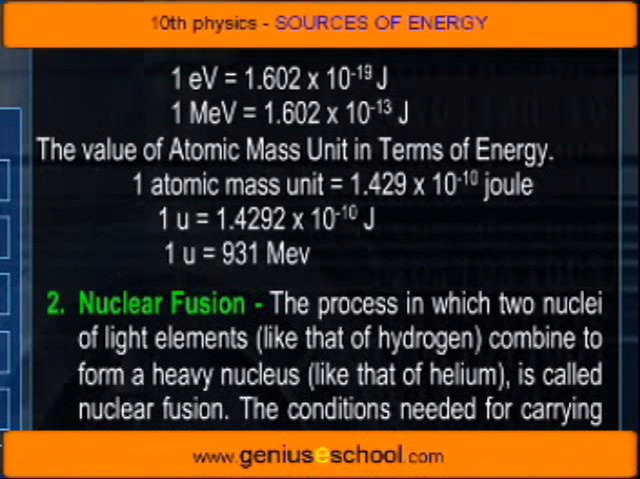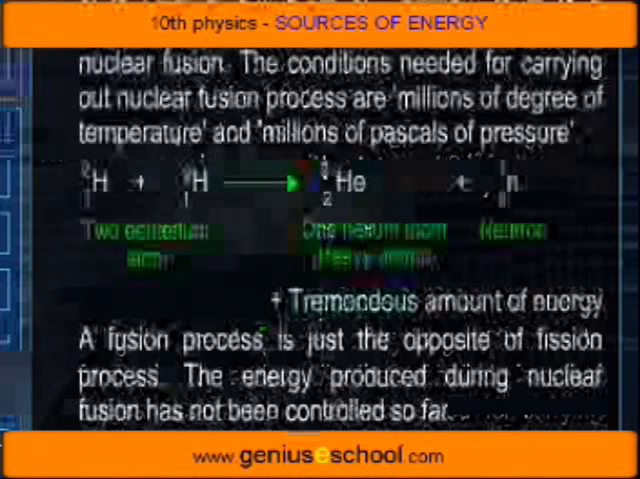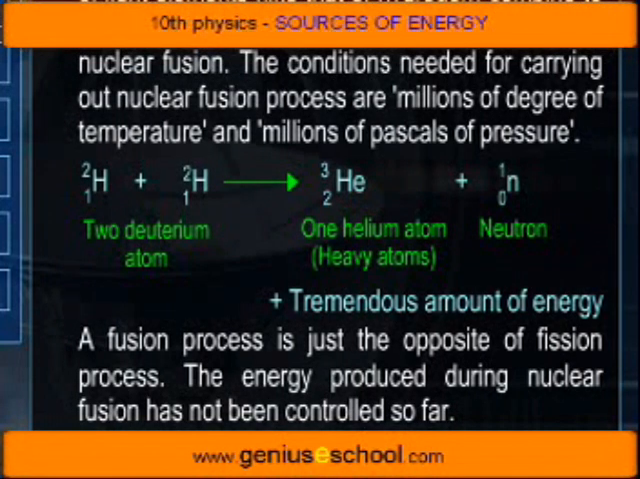Nuclear fusion. The process in which two nuclei of light elements like that of hydrogen combine to form a heavy nucleus like that of helium is called nuclear fusion. The conditions needed for carrying out the nuclear fusion process are millions of degrees of temperature and millions of pascals of pressure. Two deuterium atoms react with each other and give rise to one helium atom, that is a heavy atom, and a neutron plus a tremendous amount of energy.